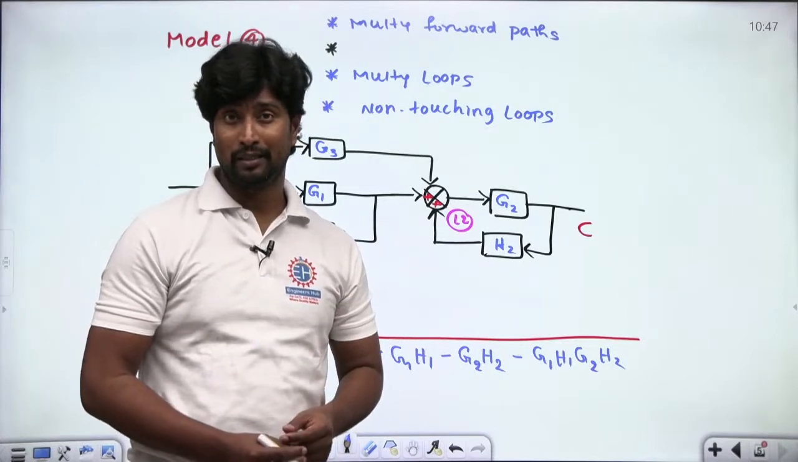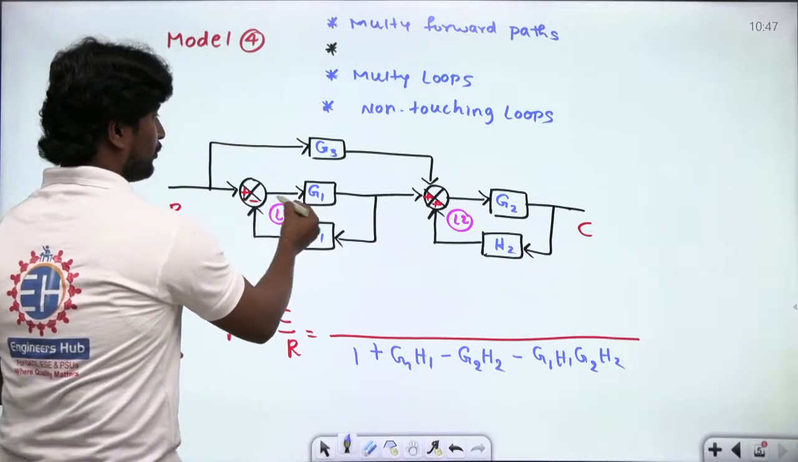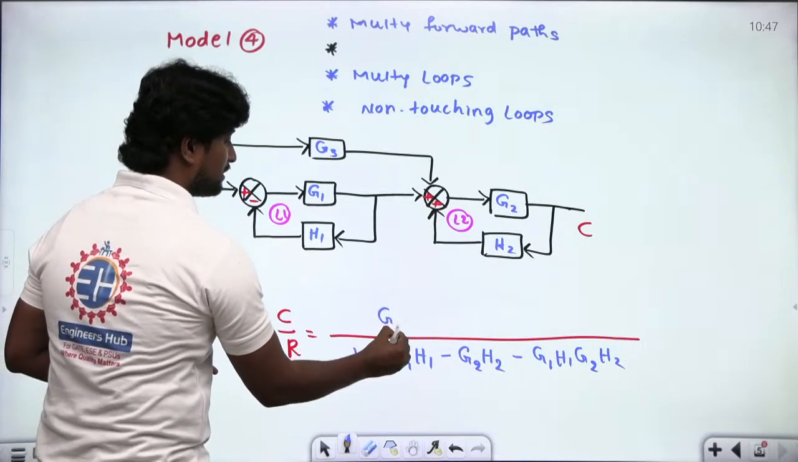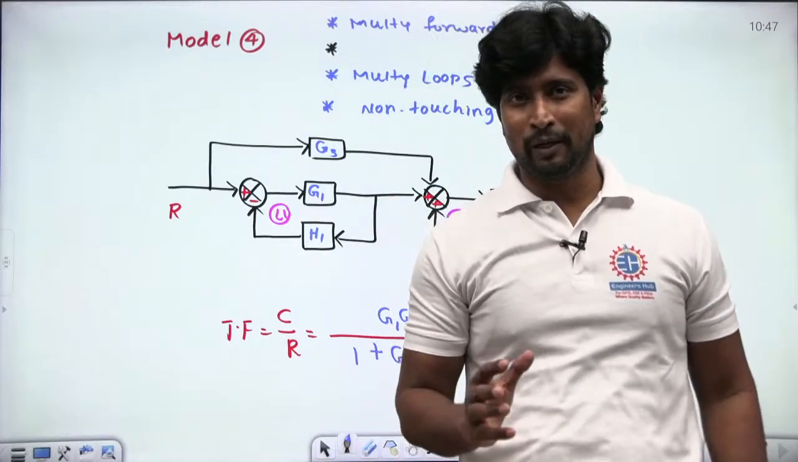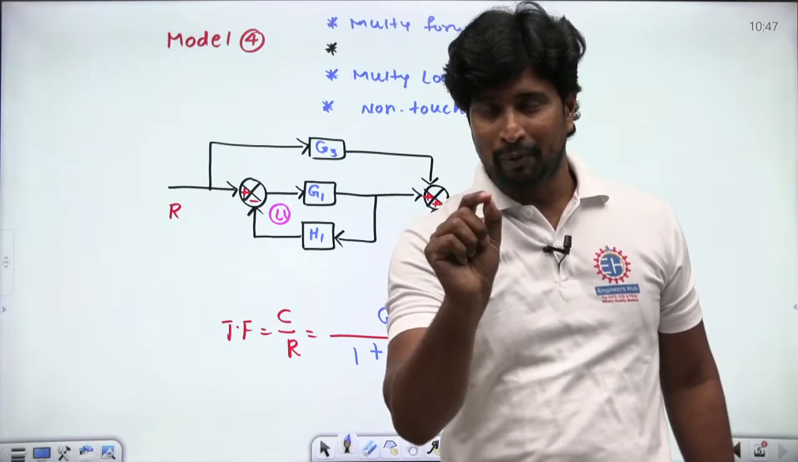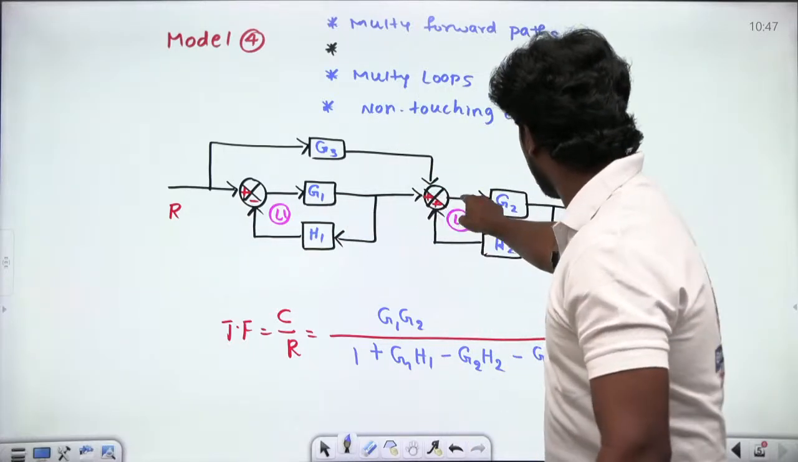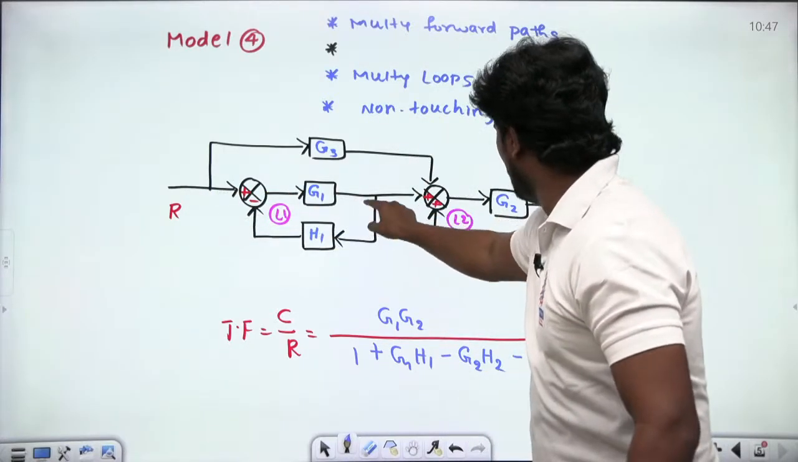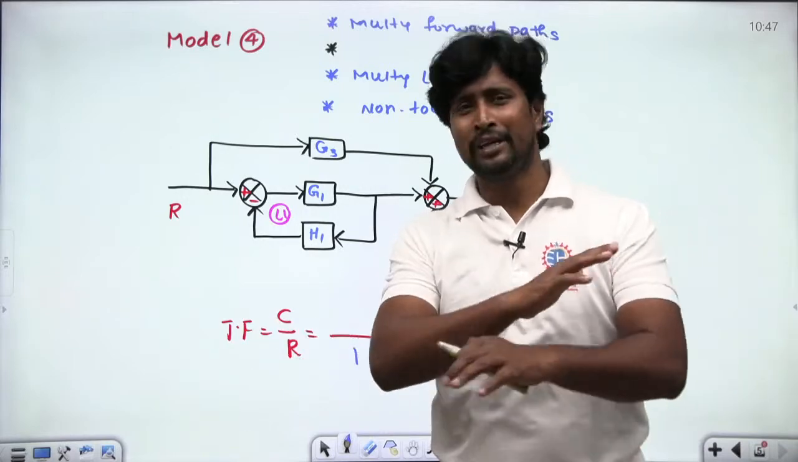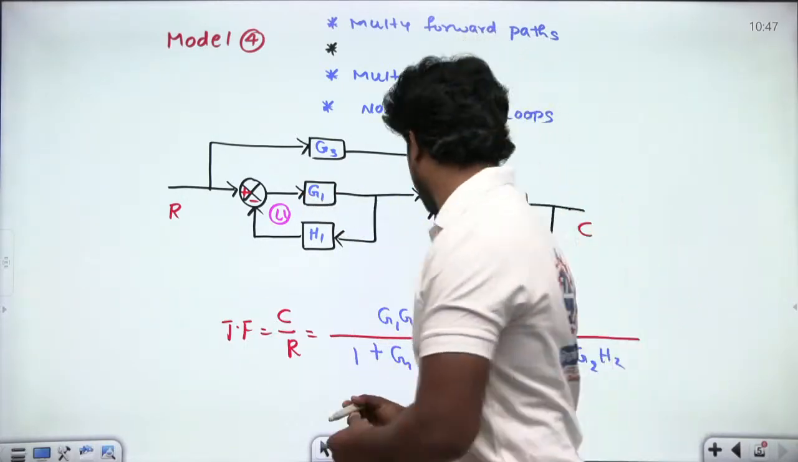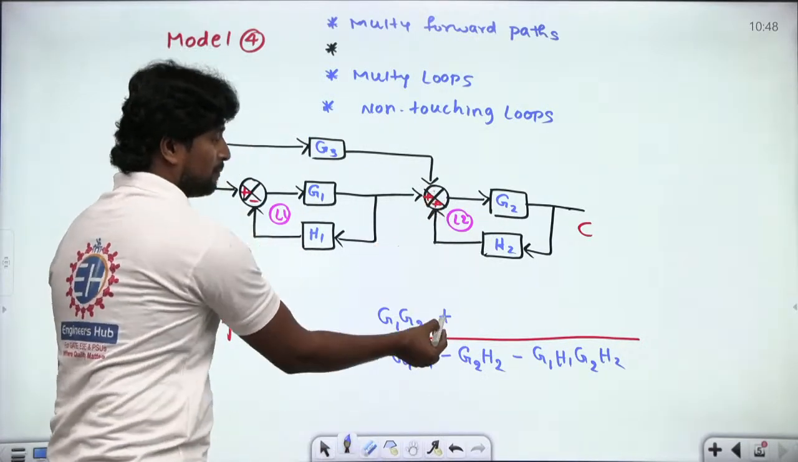Now go with the numerator part. Numerator part is made up of what? Forward paths. So what is the first forward path? G1, G2. Guys, before going to the second forward path, listen carefully. You need to observe whether that forward path is touching all the loops or not. Check once. This G1, G2 is touching loop 1 and touching loop 2. It's a very happy situation. If a forward path is touching all the loops, no extra term will be generated, plus inviting the second forward path. So if it is a plus, it's a plus. If it is a minus, it's a minus. Already we know that logic.